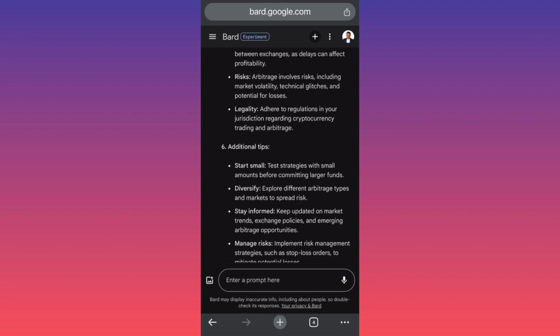The last thing, of course, is legality. You want to make sure that you follow the regulations and the restrictions of the area that you're actually living, and everything is good and cool, and the exchange you're using actually has license to offer these services.